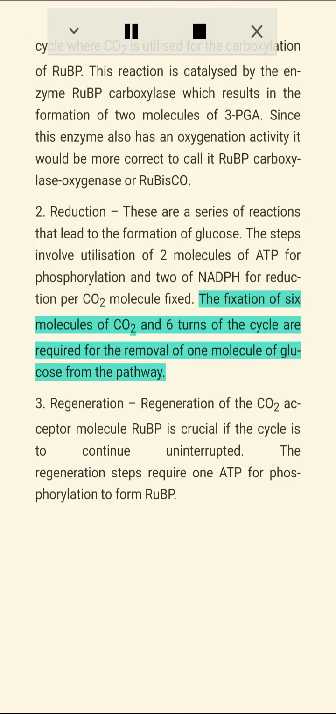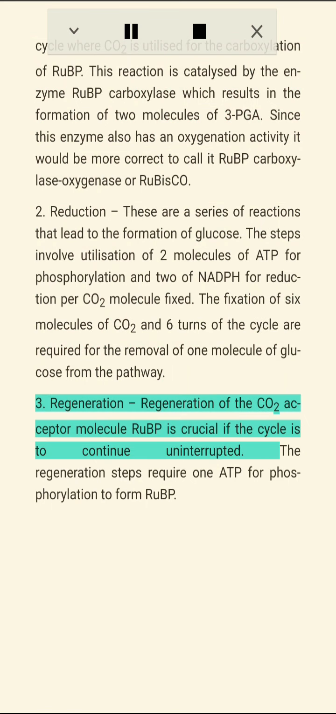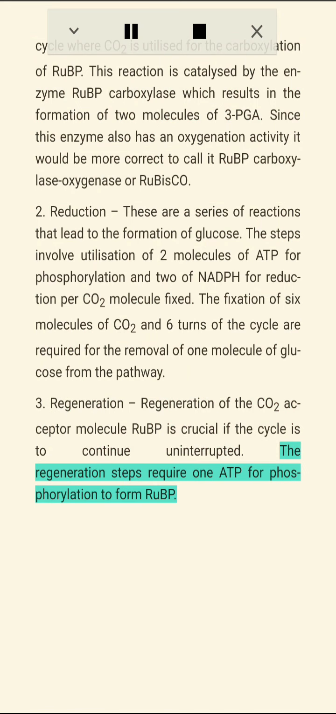The steps involve utilization of 2 molecules of ATP for phosphorylation and 2 of NADPH for reduction per CO2 molecule fixed. The fixation of 6 molecules of CO2 and 6 turns of the cycle are required for the removal of 1 molecule of glucose from the pathway. 3. Regeneration. Regeneration of the CO2 acceptor molecule RuBP is crucial if the cycle is to continue uninterrupted. The regeneration steps require 1 ATP for phosphorylation to form RuBP.